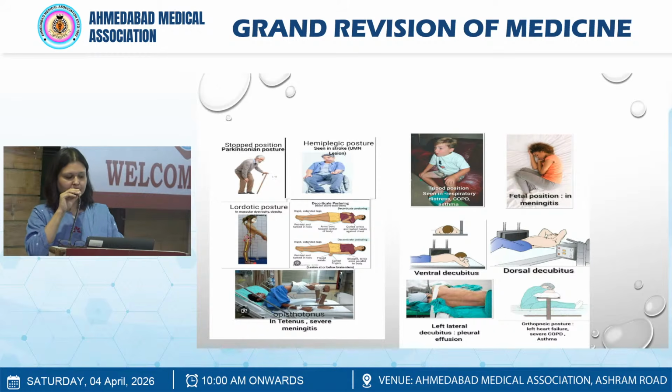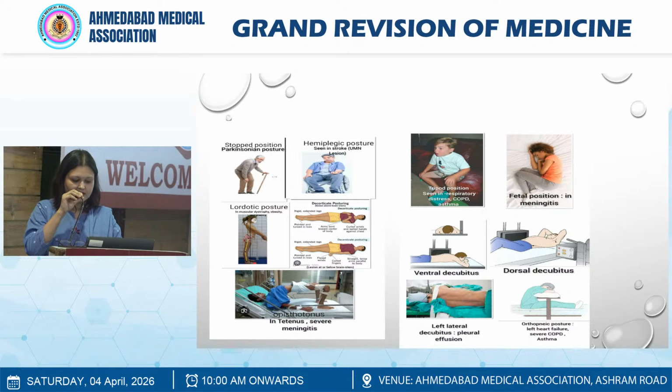First is stooped posture in Parkinson disease. Second is hemiplegic posture. Third is lordotic posture seen in muscular dystrophy. Fourth is decerebrate and decorticate rigidity. Decerebrate means widespread insult in cerebral hemisphere. And decorticate is lesion at the level of brainstem or below. Then opisthotonus seen in tetanus. Then tripod position. Tripod position is seen in exacerbation of COPD, asthma or pulmonary edema. Fetal position seen in meningitis.